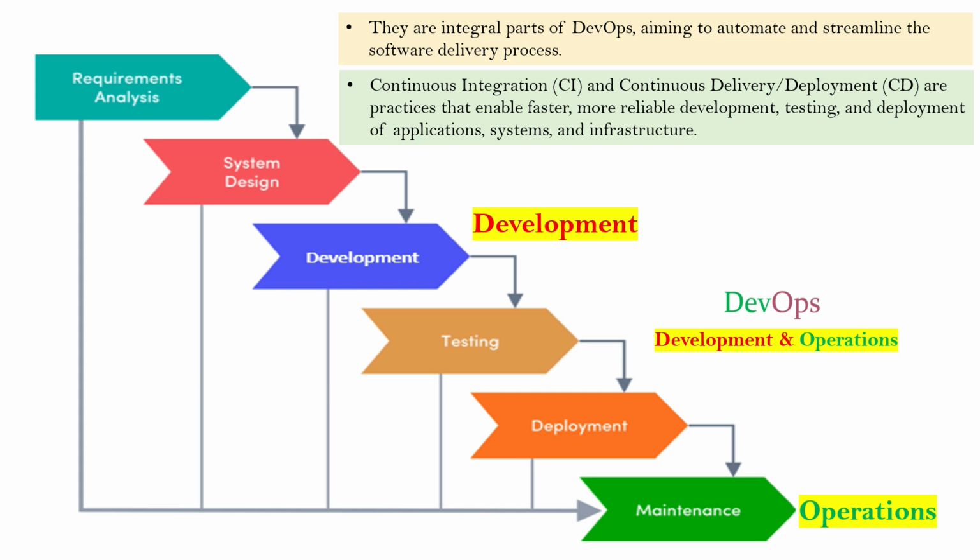So continuous integration, which is called CI, and continuous delivery and continuous deployment, which are two terms with the CD, are practices that enable faster, more reliable development, testing, and deployment of application, system, and infrastructure. Right. So with the help of CI and CD, we are doing a lot of enhancement and a lot of automation. So whatever phases you have between your development and maintenance phases, all of those phases are getting automated.